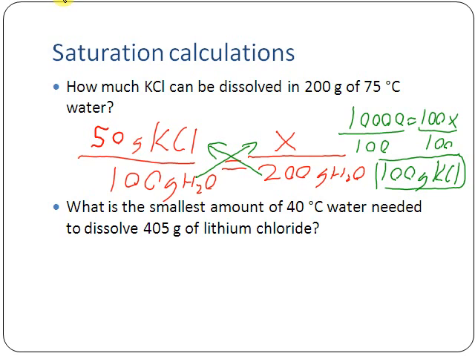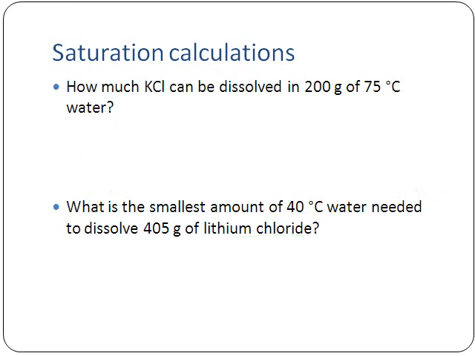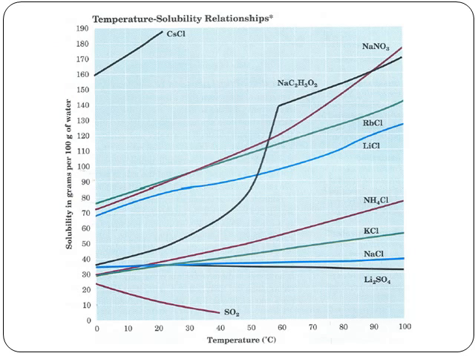So the next question: what is the smallest amount of 40 degrees Celsius water needed to dissolve 405 grams of lithium chloride? And so the first step we want to do is that we know we have water, it's at 40 degrees C, and we know we have lithium chloride. So let's look at what happens at 40 degrees C for lithium chloride. And so we want to go back to our temperature solubility graph here. And so 40 degrees C and lithium chloride.